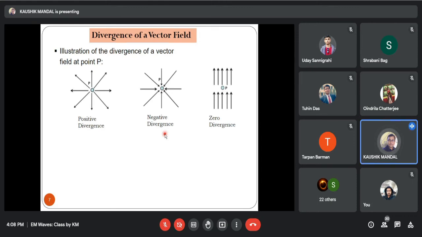And this is the example of zero divergence. Whatever power is entering this particular infinitely small volume, the same amount is leaving the corresponding unit volume. So with the help of divergence, we can find out the outward power flow from a unit volume.